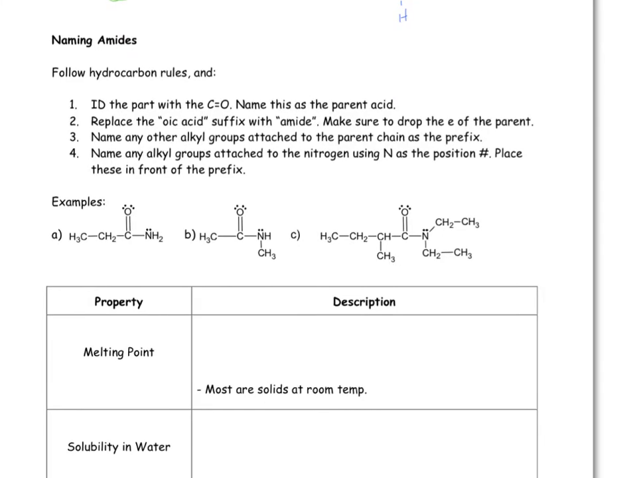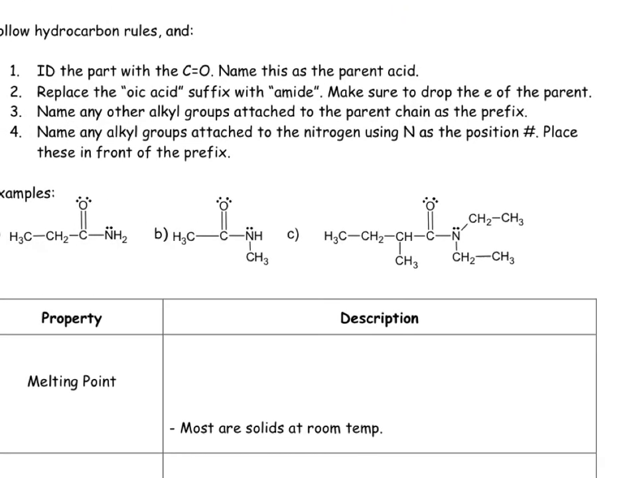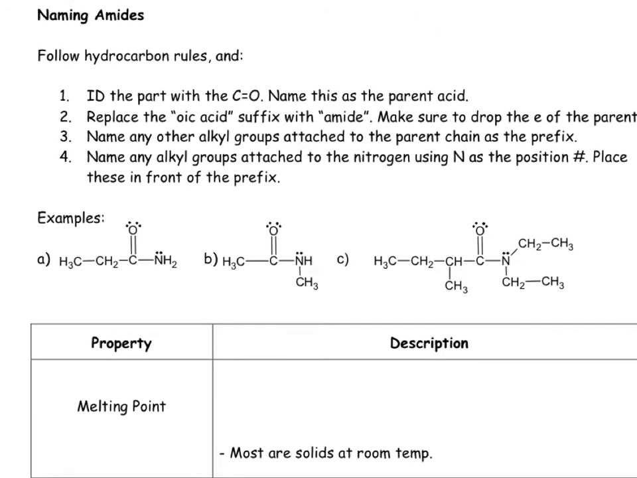Naming an amide is like naming an ester. The parent chain is the piece with the double bonded O. It does not have to be the longest consecutive chain of carbons. You name this like you would name a carboxylic acid. Then you drop the oic acid suffix and replace it with amide. Make sure to drop the E of the parent chain. Name any other alkyl groups attached to the parent chain as the prefix.